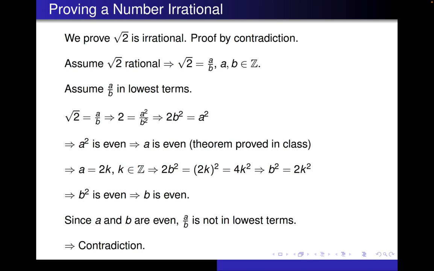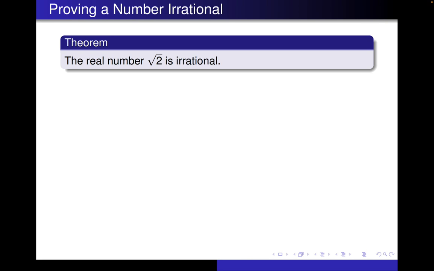So we start off by assuming that square root of 2 is a rational number, and then assuming that a over b is in lowest terms, and then proving that a over b is not in lowest terms, and that's contradictory. Excellent. All right, so let's see what the formal version of that proof is going to be.